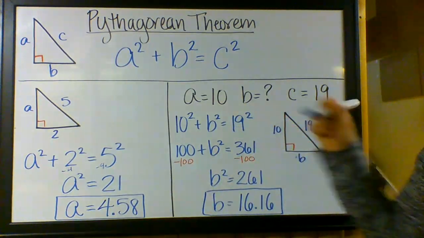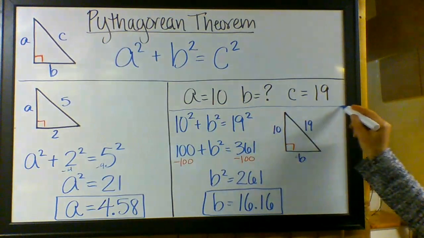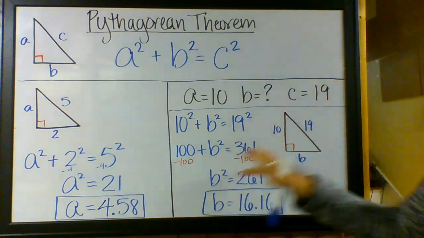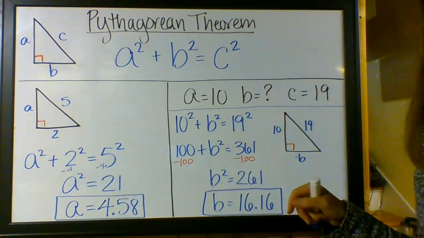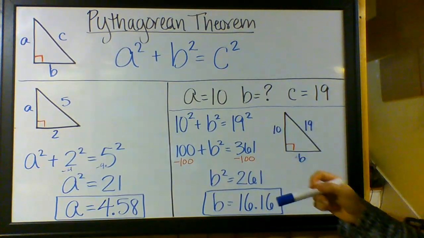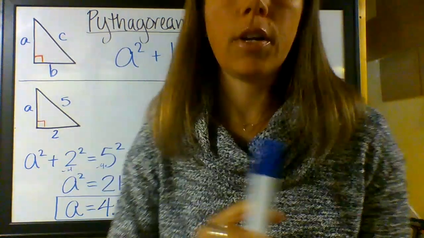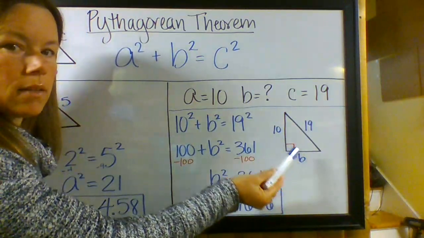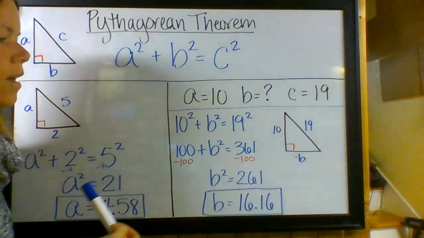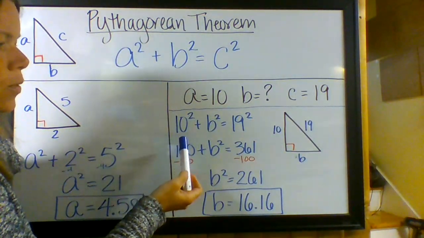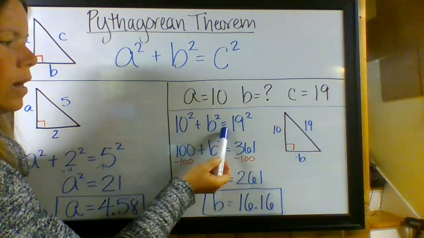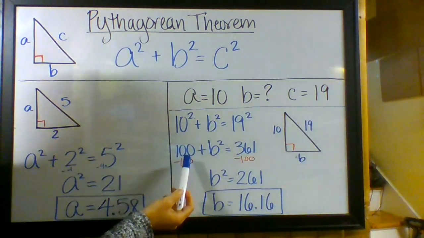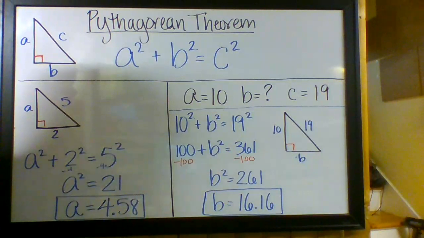Some of the problems look like this, where they just give you what A equals, what B equals, and what C equals, so there's not a triangle given. Several of the problems are like this, so take a look at how you would set this up. I made a triangle and put in 10, B, and 19. I wrote 10 squared plus b squared equals 19 squared, because 19 is the hypotenuse, 19 is c. That is the same as 100 plus b squared equals 361.